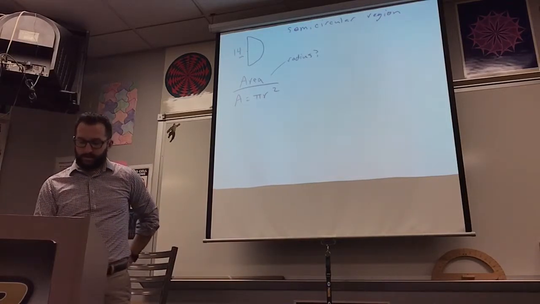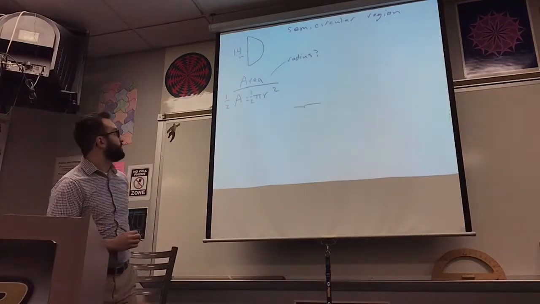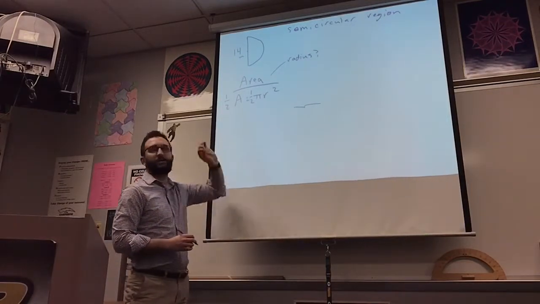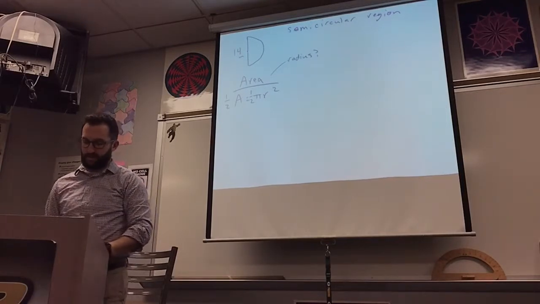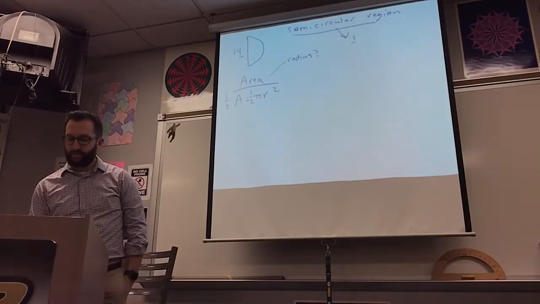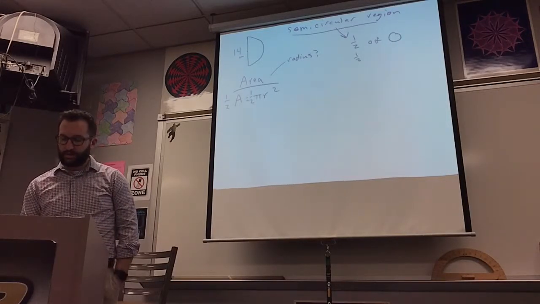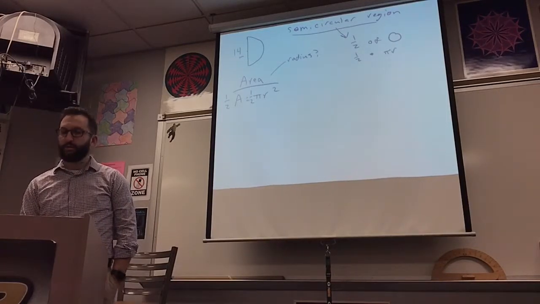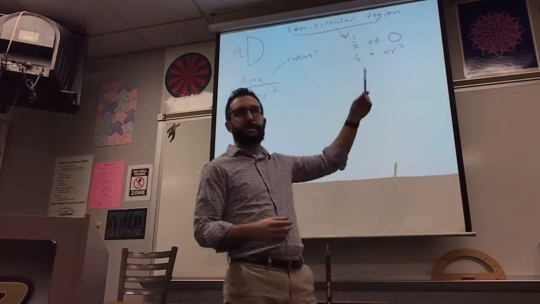Exactly. Because this is not a full circle, this is half a circle. So I put a half in front of it. I don't want the entire area of a circle, right? I only want half of it. A semicircular region is half of a circle, which means half times pi r squared. Right, that's what that means.